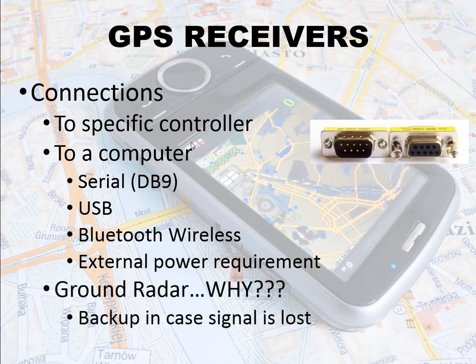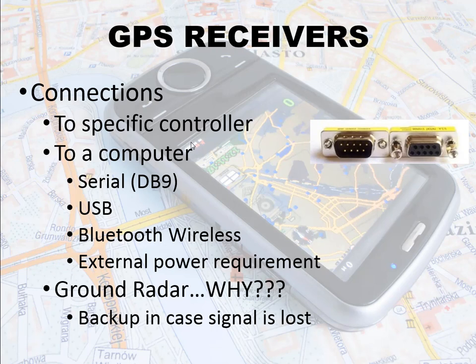Now, something else to think about. A lot of agriculture equipment has ground radar. And if you look at a lot of precision ag systems, they actually have a connection there for a ground radar. The question becomes, why do we need to have that? Well, the nice thing is it's a great backup in case we ever lose a GPS signal.